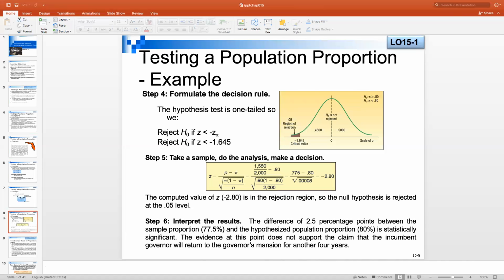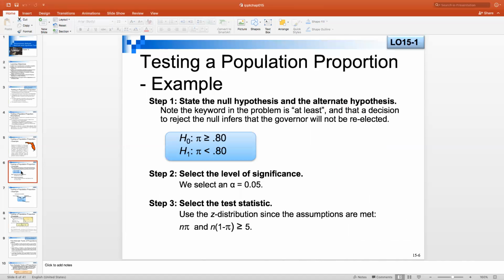So what in the world are we rejecting? What are we rejecting? Just normally when we reject something, what do we reject? Well, rejecting the null. Okay. We're rejecting the fact that a proportion is greater than or equal to 0.8. But this interpretation is a little bit different.